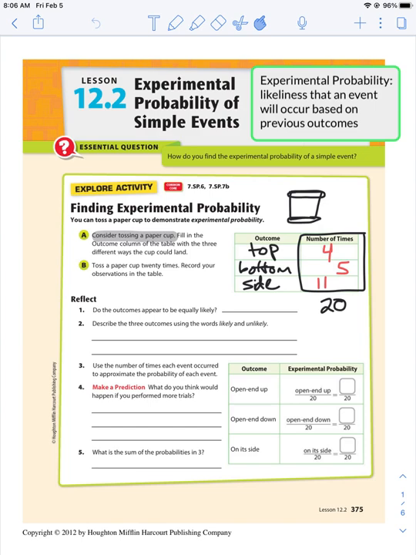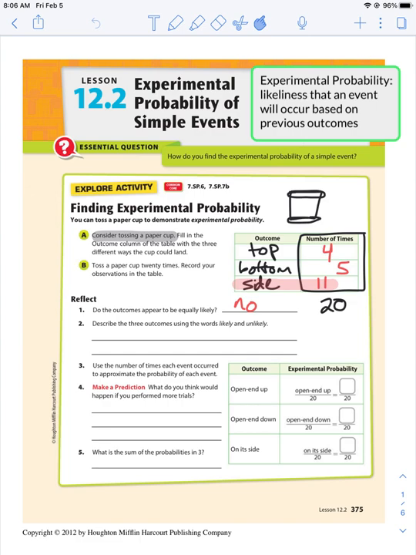All right, let's reflect on this a little bit. Do the outcomes appear to be equally likely? No. My cup, I don't know about you, but mine was much more likely to land on its side than on the top or bottom. So let's describe the 3 outcomes using the words likely and unlikely. Now, my cup was much more likely to land on its side. I don't think it's necessarily unlikely that it'll land on its top or bottom. It's just less likely than it landing on its side.